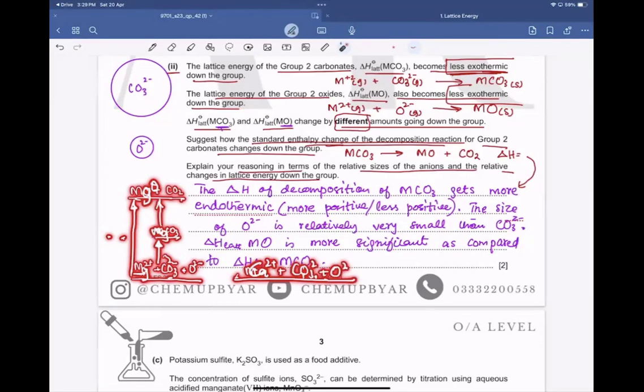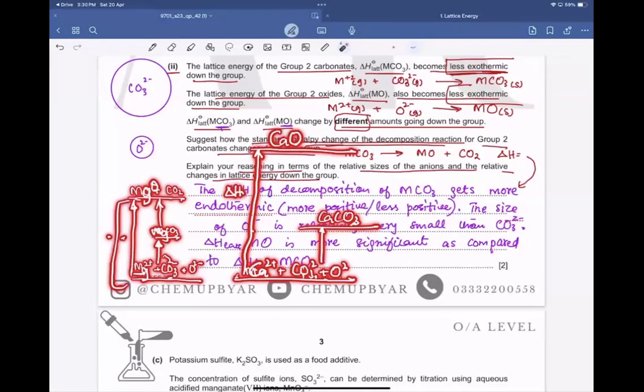As carbonate is very big, the change from magnesium to calcium is not that big. So there is a slight change in the formation of calcium carbonate. Is this point understandable to all of you? See, this value is a little greater as compared to magnesium carbonate. But the oxide ion is very small, so the change is relatively significant. So when magnesium oxide becomes calcium oxide, the change is relatively much bigger. That's what we have concluded.